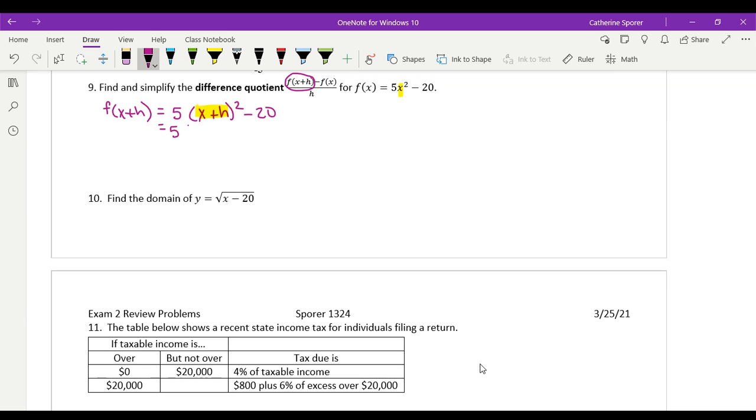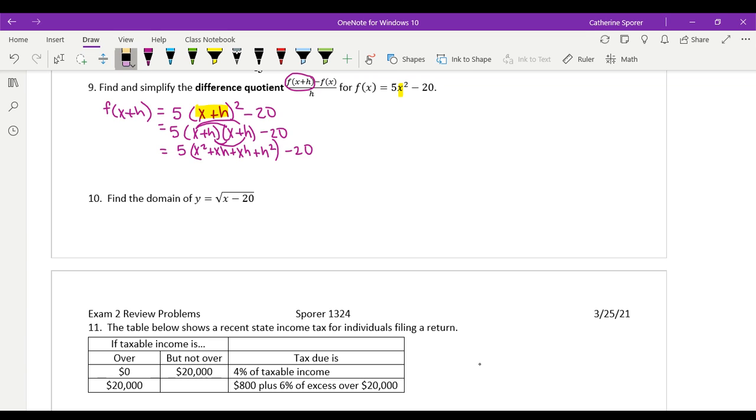So (x plus h) squared is x plus h times x plus h. So we're going to multiply that out. x times x is x squared. x times h is xh. h times x is hx, but we can write it xh if we would like. And then h times h is h squared. Okay, then we still have the 5 out front, and then the minus 20.